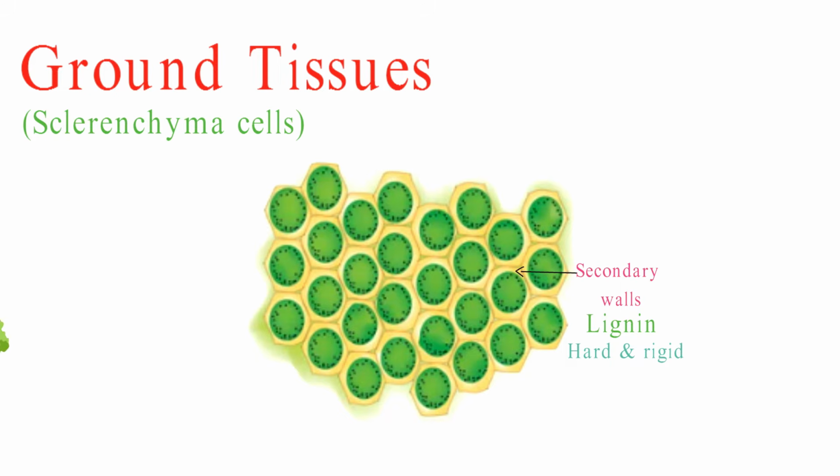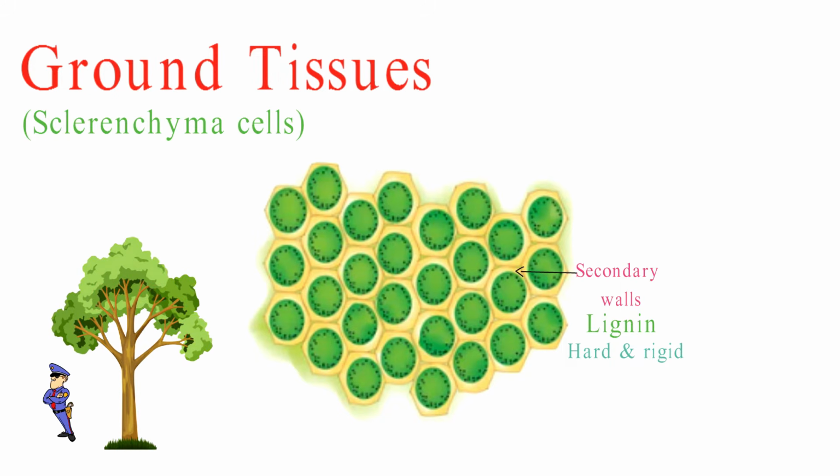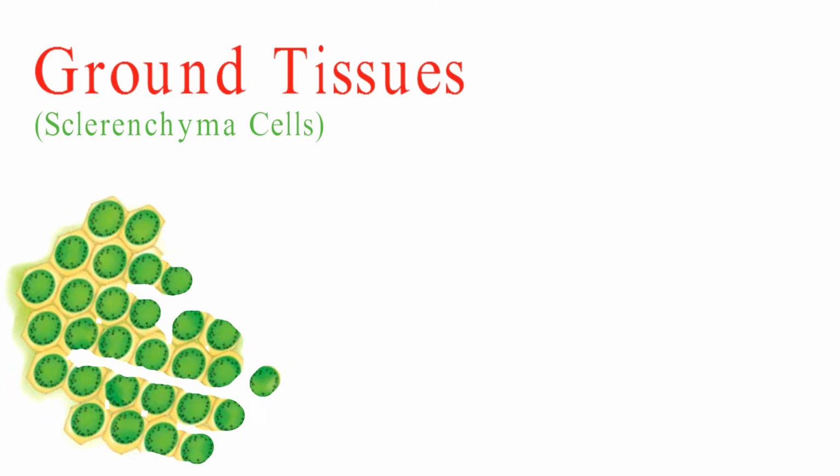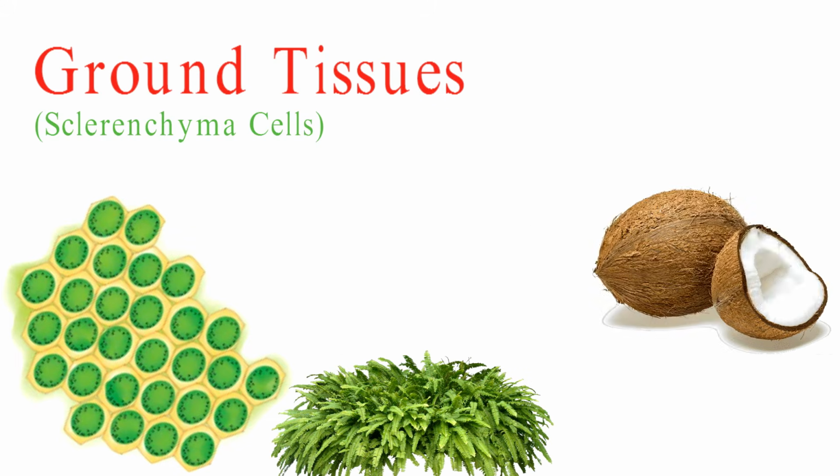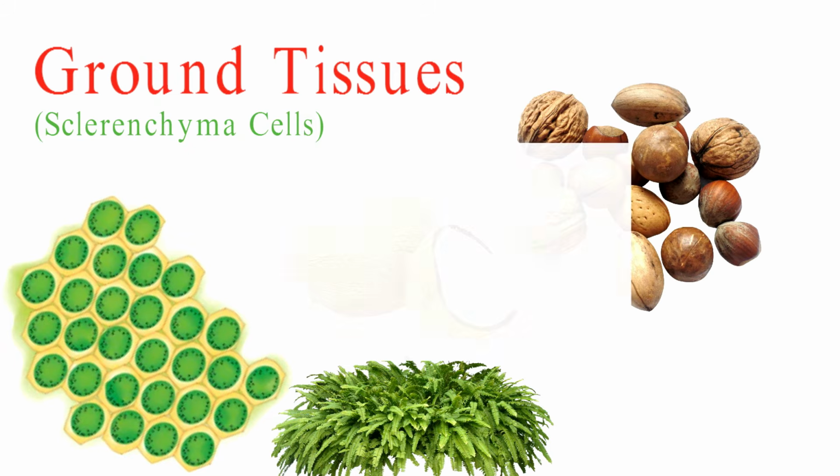These cells act as plant bodyguards. Their tough walls protect plant tissues from herbivores and pathogens. Sclerenchyma cells have some of the strongest cell walls in the plant kingdom, and they contribute to the toughness of materials like coconut husks and the shells of various nuts.